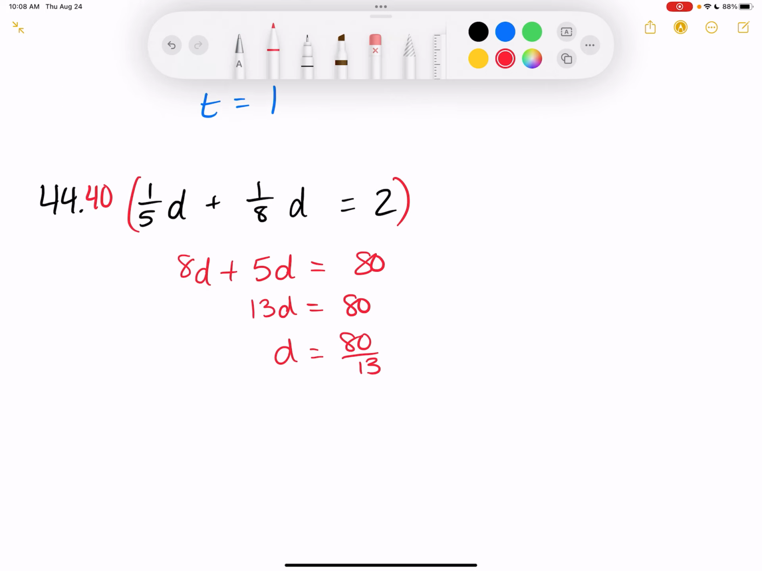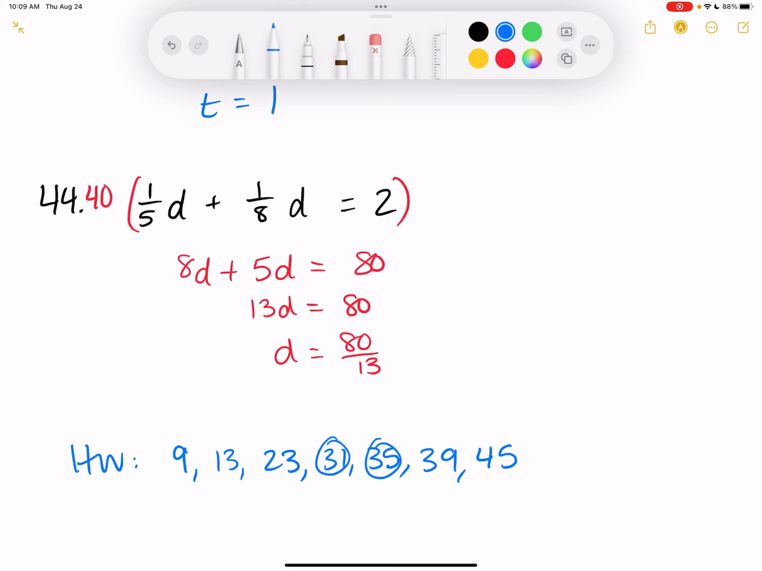Any questions about any of those? Do we need to see any more? Okay. So 9, 13, 23, 31, 35, 39, and 45. You need to check 31, 35, and 39, but you don't need to check the others. I'll let you not have to do that.